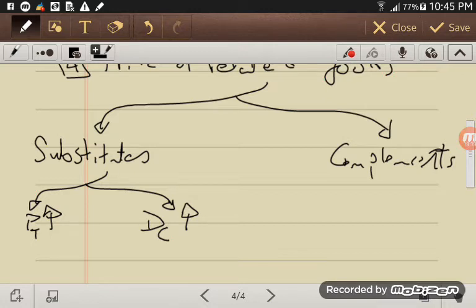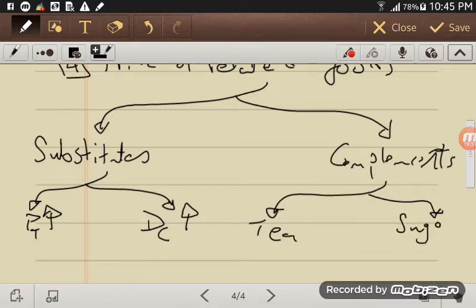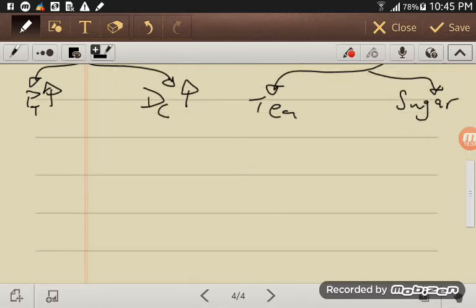What about complements? Complements are products that should be consumed together. Say for example, tea and sugar. You have to drink tea with sugar. So if the price of tea increases, people are not going to demand tea and they are not going to demand sugar as well. So demand for sugar is going to decrease.